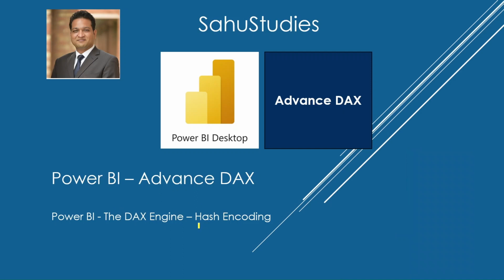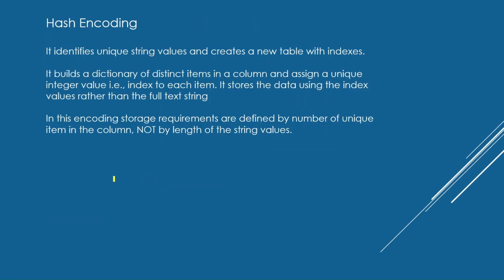In this video, we are going to discuss hash encoding in Power BI. Hash encoding identifies unique string values and creates a new table with indexes. So what it is going to do is identify the unique values, give each unique value a particular index, and create a table.